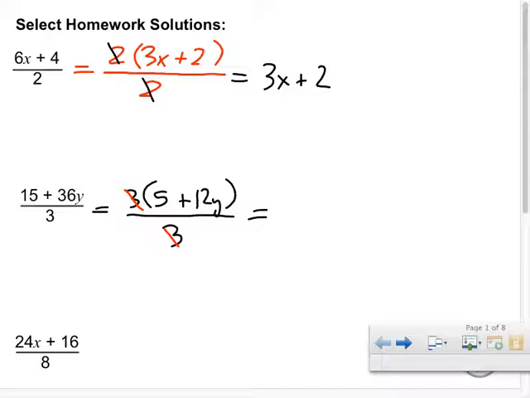So here, that goes away. And then this simplifies to be 5 plus 12y, but typically in algebra, we like to have the variable in front, so 12y. And then 5 doesn't have a sign, so it's plus 5. Okay?